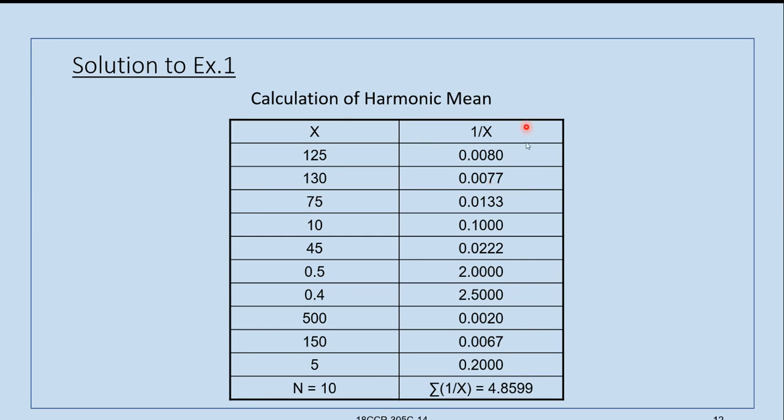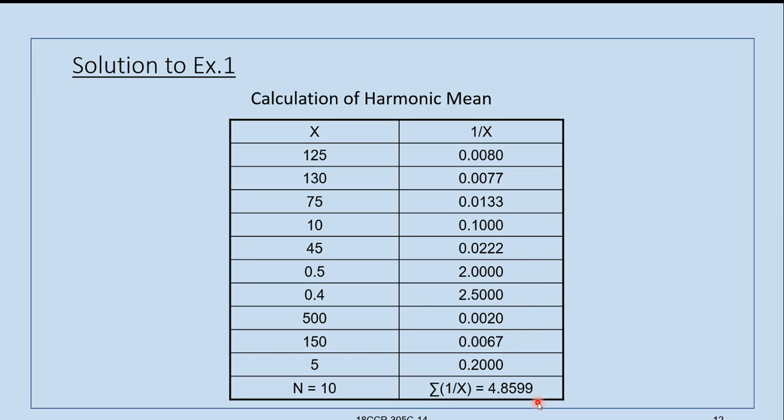So the total of these reciprocals is called sigma 1 by x. So sigma 1 by x is 4.8599. Up to 4 decimals you will take the values for harmonic mean, because small values will be there in harmonic mean, that we have to take. Sigma 1 by x is equal to 4.8599.